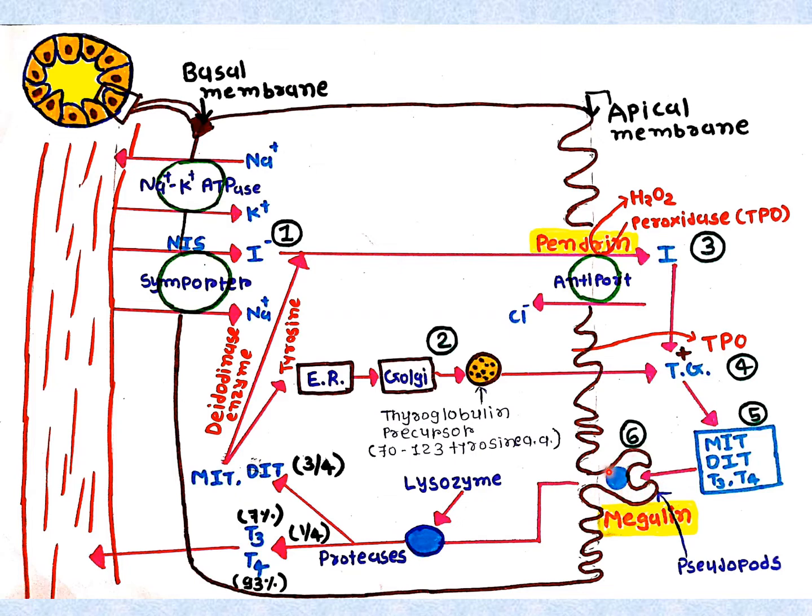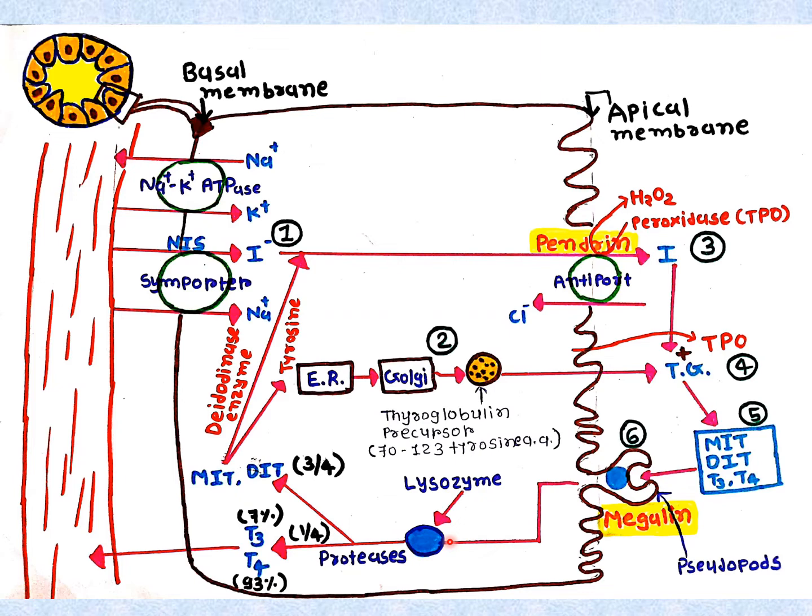One more protein, megalin protein, helps in this process. So this is a megalin protein and these are the pseudopods, just like phagocytosis. So the apical surface sends out pseudopods which take some part of the colloid, meaning thyroglobulin, to form a vesicle. So this bluish one is the pinocytic vesicle, right? Now this pinocytic vesicle invaginates and becomes part of the thyroid follicular cell.